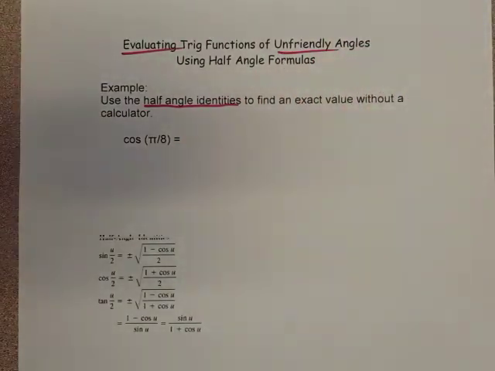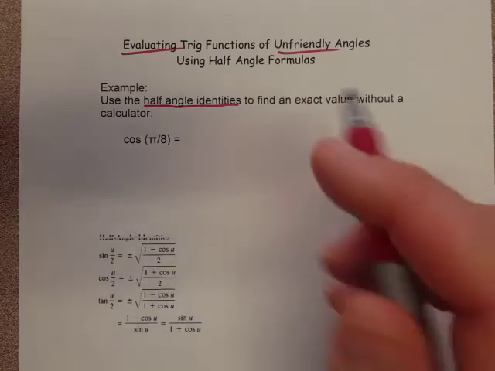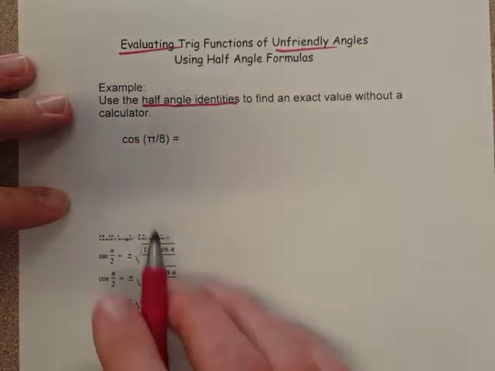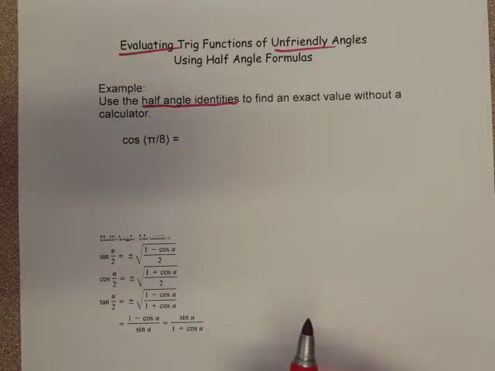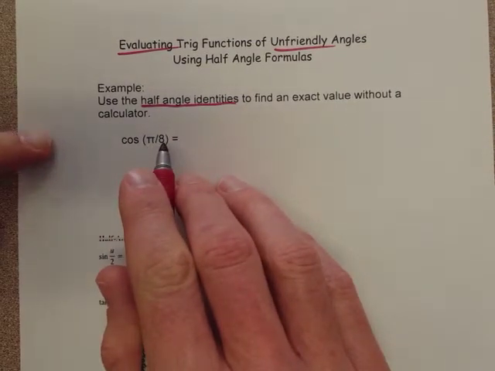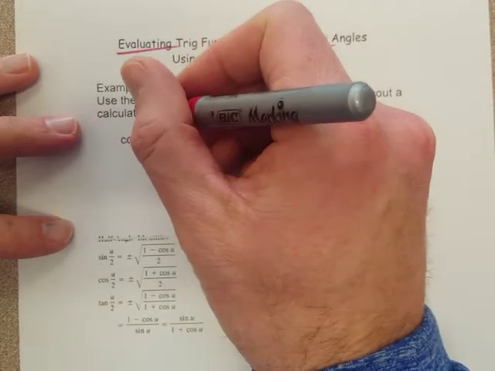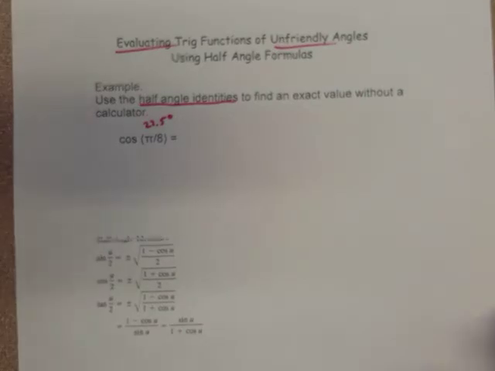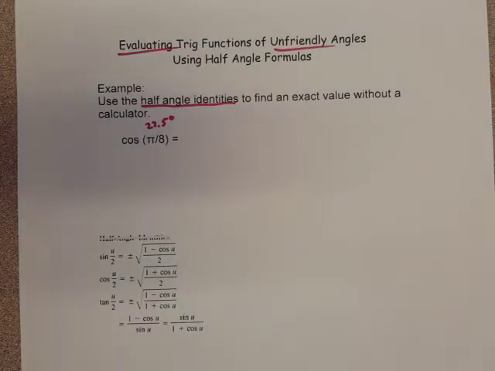Now I say unfriendly because they're not angles like pi over 4, pi over 3, that kind of thing. So we're going to use our knowledge of the special angles that we know with the half angle identity and see if we can find cosine of pi over 8. In case you would rather work with degrees, it's okay to convert that to a degree measure. If you do, you would find that this is 22.5 degrees.